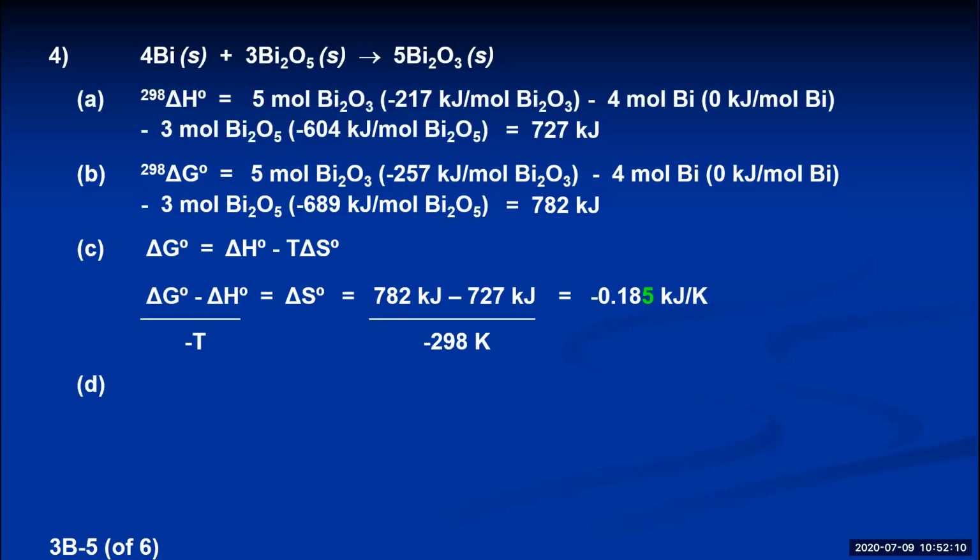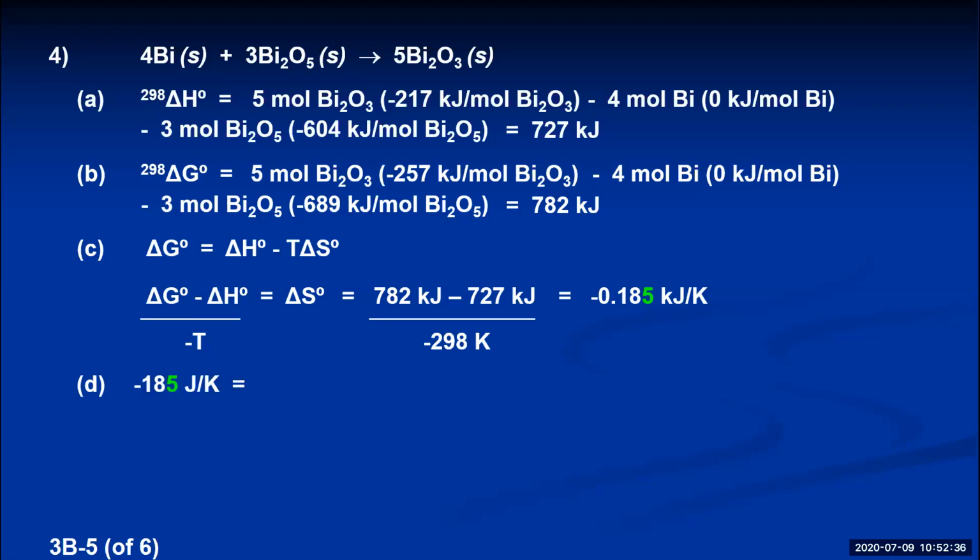D says calculate the absolute entropy of elemental bismuth, the value that wasn't given to you in the data in the problem. So how do you do that? You're going to use this negative 0.185 kilojoules per Kelvin. That's the delta S for the overall reaction at the top of the slide. That will equal the entropy of the products minus the entropy of the reactants.